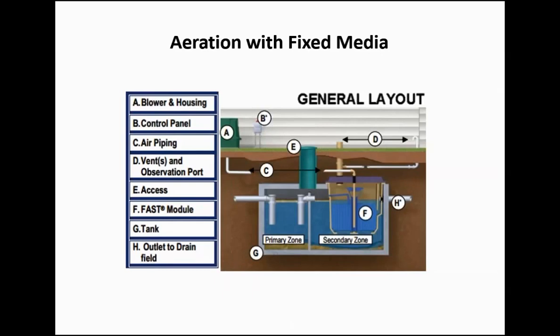First system, this is aeration with fixed media, which basically has two compartments. One is the primary zone, which is a settling zone, and then the secondary zone where it has a mechanical aerator, which is accessible for service or replacement. The system is installed underground except for the blower, so aesthetically it's very appealing. It generally requires the same land area as conventional septic systems.